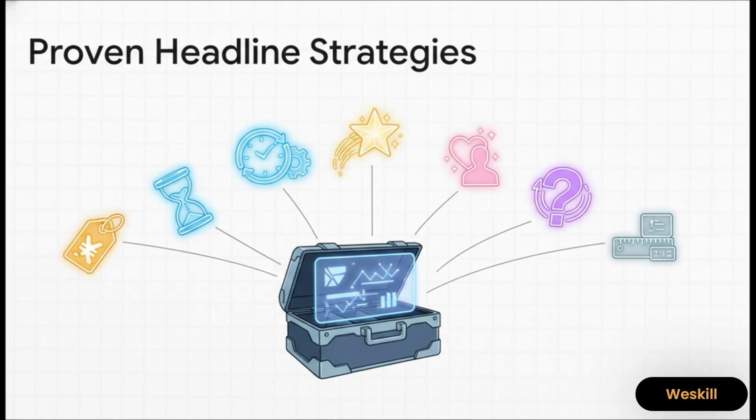So you never have to stare at a blank screen wondering what to write. Just look at this list. It's like a menu of options. Got a great deal? State an offer. Is inventory running low? Create some urgency. Each one of these strategies taps into a powerful psychological trigger that gets people to pay attention.